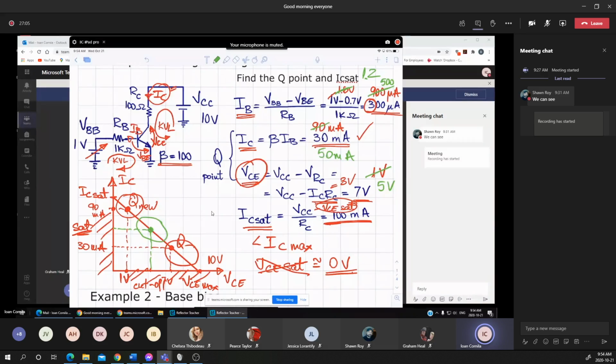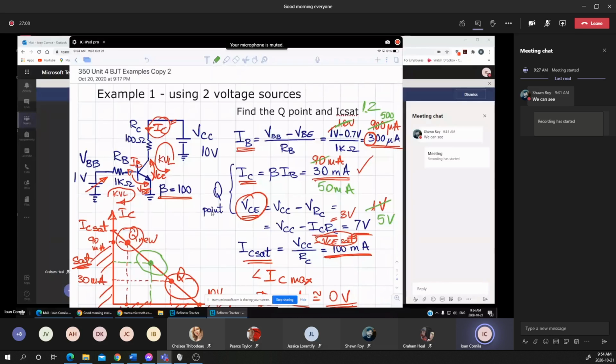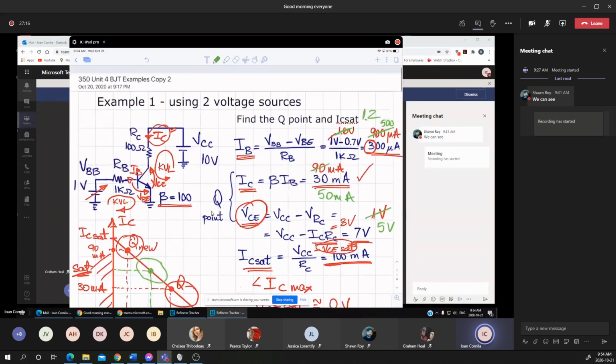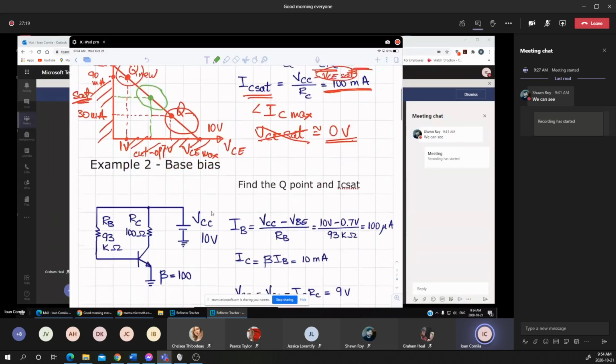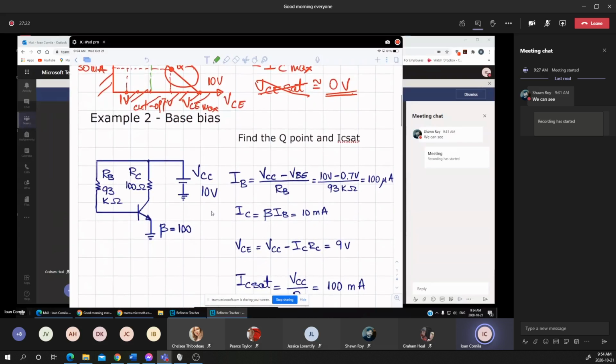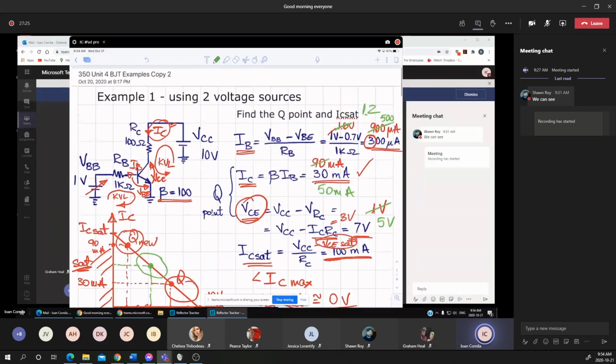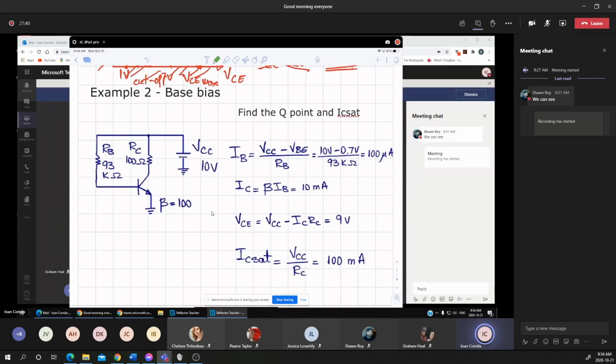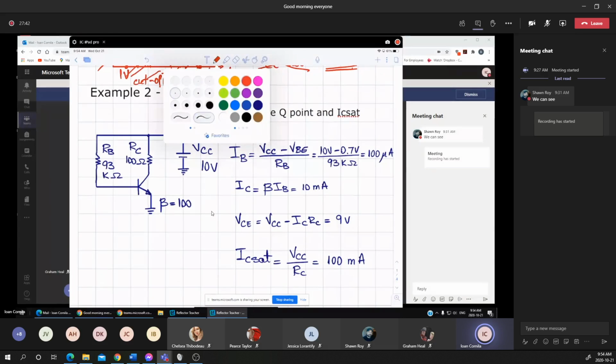Now, the disadvantage of this circuit, remember, is that it uses two voltage sources, and two voltage sources are not always available. Most of the time we are using a single voltage source. That's why I grouped example 1 with example 2, which uses the same circuit, except that instead of using VBB, I'm choosing the same voltage source for the base voltage. So the circuit that requires a single voltage source has RB and RC.